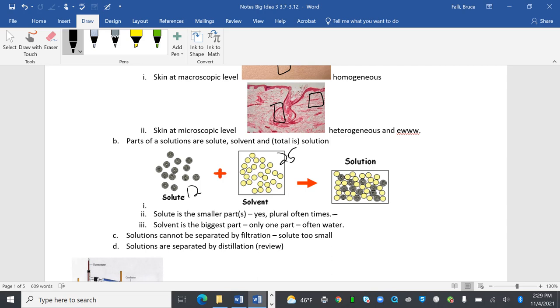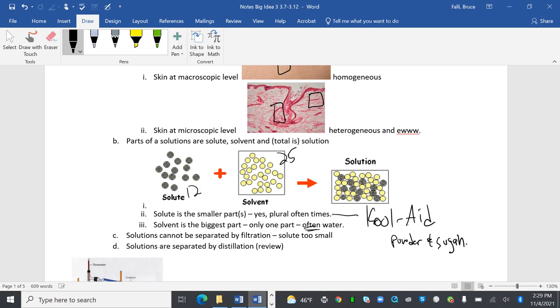So, for example, if I'm making Kool-Aid, which I always do, Kool-Aid has powder and sugar. Hey, sugar, how are you doing? Solvent is the biggest part. There's only one part. It's often water, but not always.